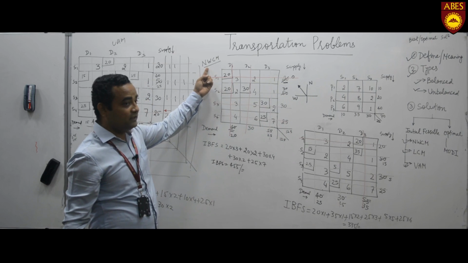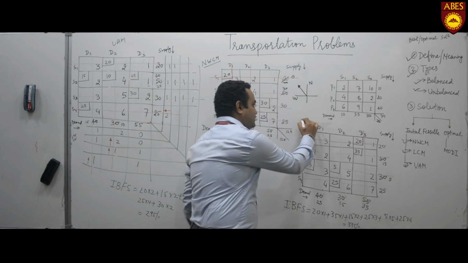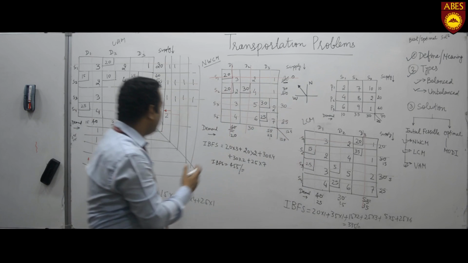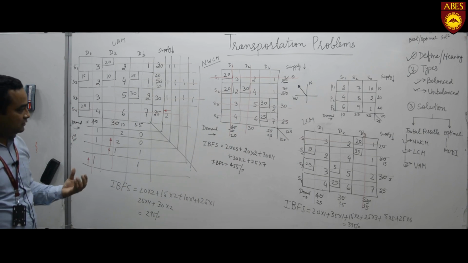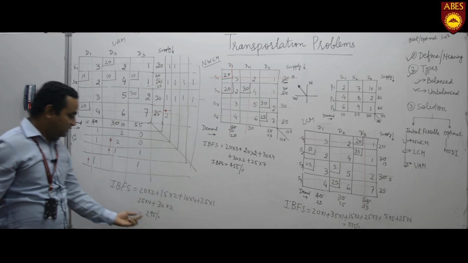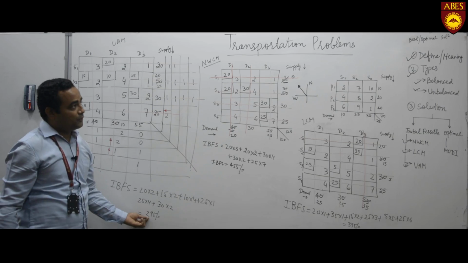455 from the northwest corner method, and 335 from the least cost method. So with the three methods we can easily identify that the optimal value comes from the VAM method. So this 295 is the total optimum cost of the transportation problem.